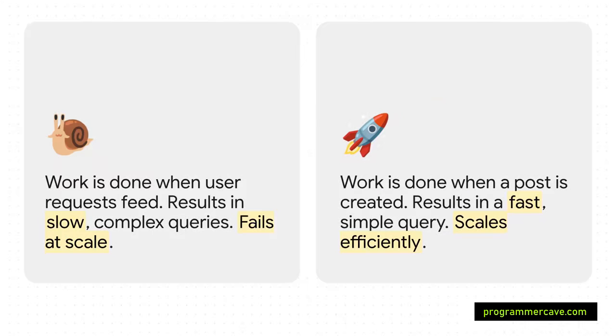And here it is, side by side. It's all about when the work happens. The pull model does the work when you refresh, which makes you wait. The push model does the work when the post is first created. This means that by the time you open the app, your feed is already built, pre-computed, and just sitting there waiting for you. For performance, this is an absolute game changer.